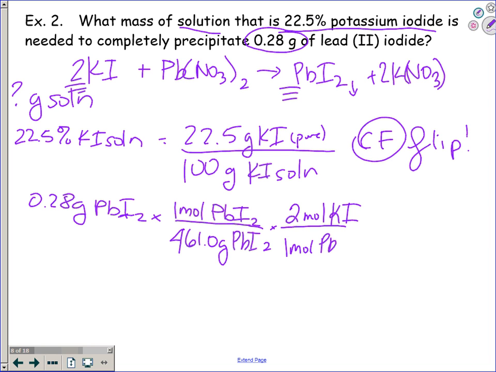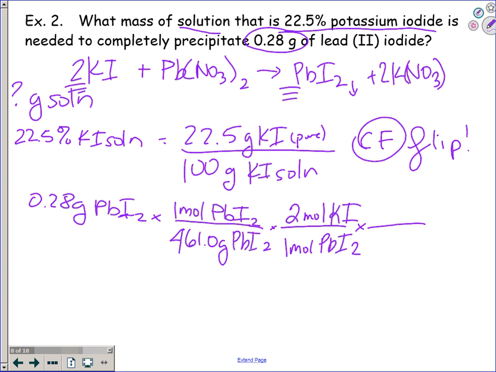1 mole of lead 2 iodide. And that's because I want to cancel my moles of lead 2 iodide. Now I'm in moles of potassium iodide. I still can't use this conversion factor because I still don't have what? Grams, because this has grams in it. So now I need to do what?